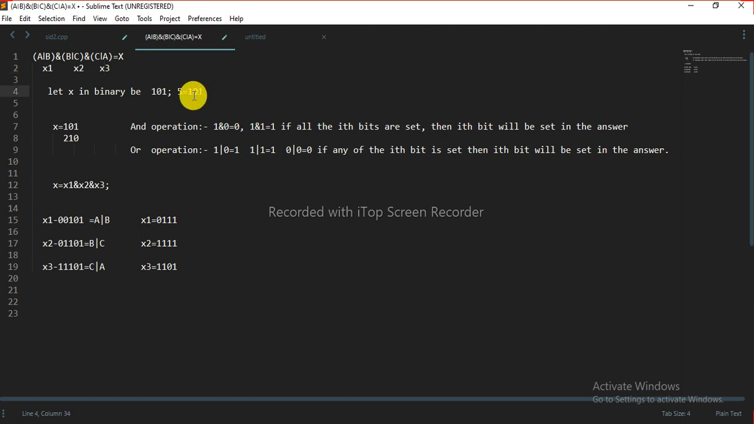Now we'll see what the AND operation does. The AND operation basically does this: if all the ith bits are set, then the ith bit will be set in the answer. What does it mean? If in all the numbers the ith bit is set, then after doing the AND operation of those numbers, the ith bit will be set in the answer also. For example, if we are taking 101 and doing AND with 111, what will be the answer? The answer will be 101, because the 0th bit is set in both, so 1 is the answer.